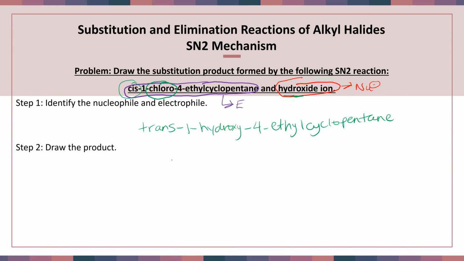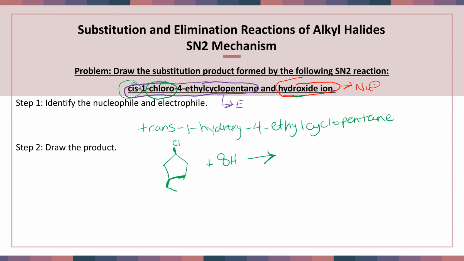We have a cyclopentane. This is our base. Doesn't matter which carbon we put the chlorine group on. And I'm going to have this chlorine group coming towards us. And then we put the ethyl group 4 carbons away, and that also has to be coming towards us because it's cis. This is reacting with hydroxide. And this is going to give us an alcohol as our final product.